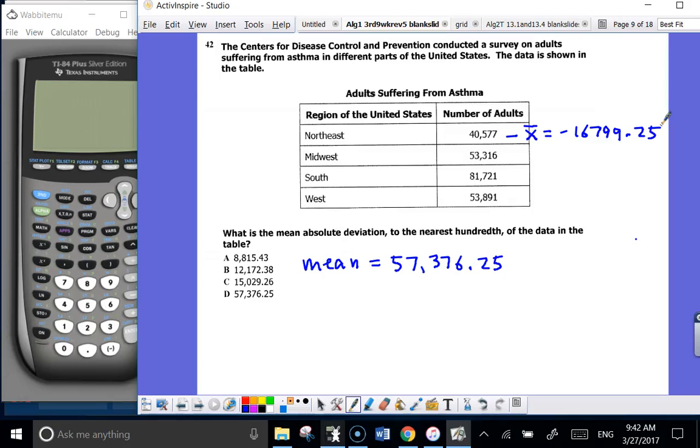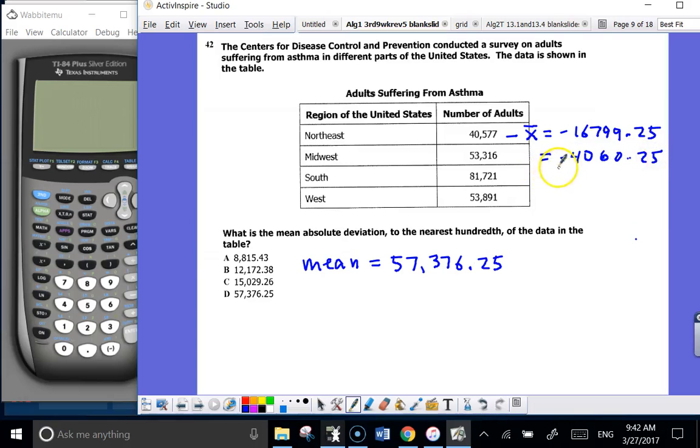Okay, what's the second one? Negative 4,060.25. Say again. Negative 4,060.25. Okay. We're not done yet. Negative 4,065. No, it's 60. 60.25. Okay, what's the next one?